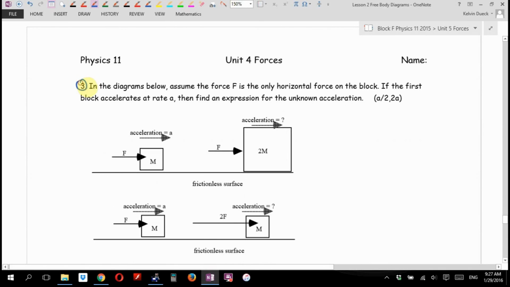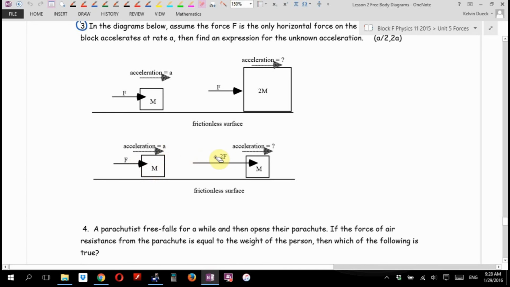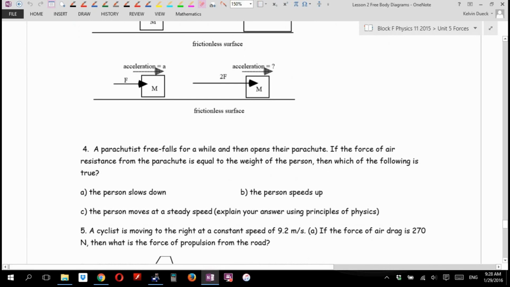Number three is algebraic. I haven't talked about this. This is my way of seeing who can figure this out. It says, assume the force F is the only horizontal force on the block. If the first block accelerates at rate a, then find the expression for the unknown acceleration. So here we have F, m, and a. What if we have 2m? What if the mass gets twice as big? What happens to your acceleration? See if you can figure it out. Here we have F, m, and a. What if the force gets twice as big and the mass stays the same? What happens to your acceleration? I'm sneaking some algebra in. Suck it up.